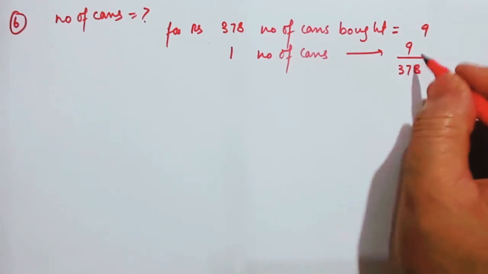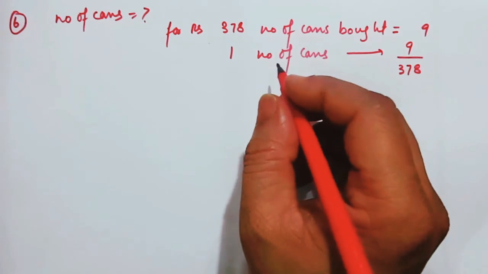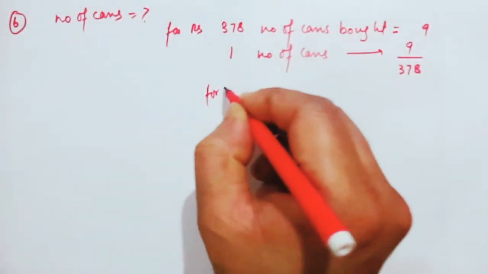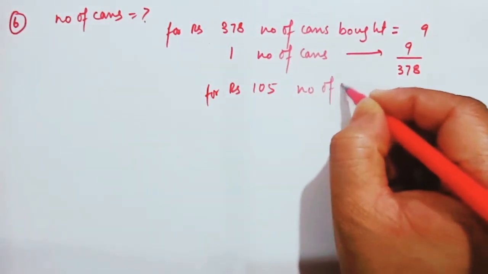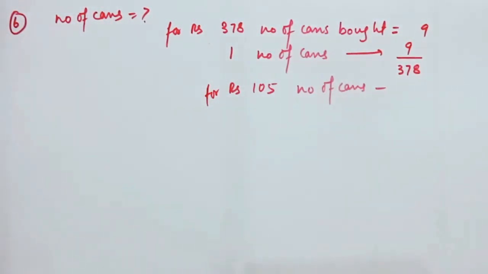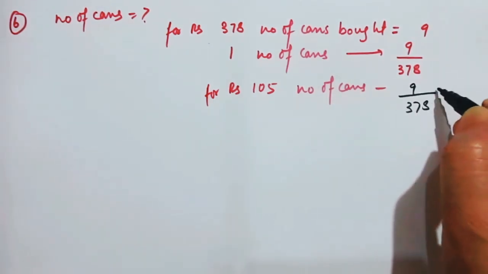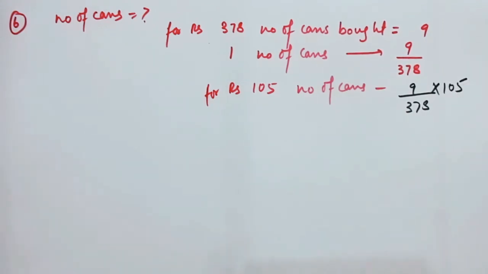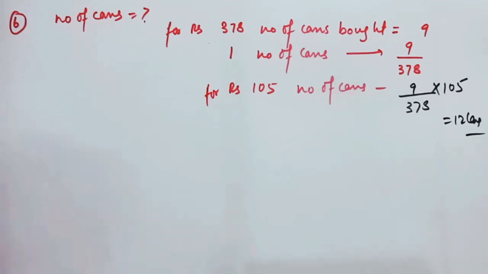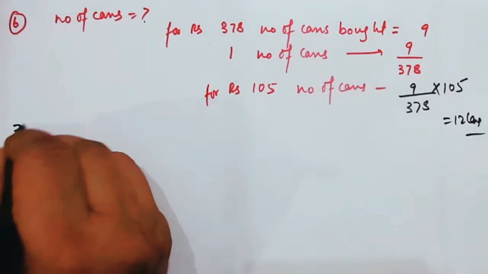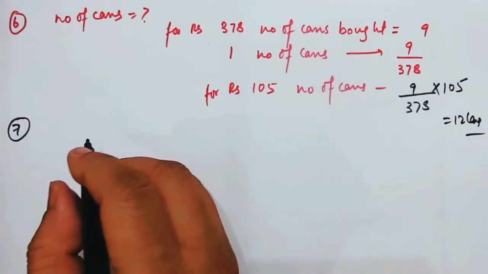Okay, fraction. Why solve it? I'm not going to solve it. Similarly, for rupees 105, the number of cans bought will be equal to 9 by 378 times 105. After cancelling, you will get 12 cans. Nothing specific. Whenever something new is there, only then excitement is there. The same thing when it is repeated a number of times.